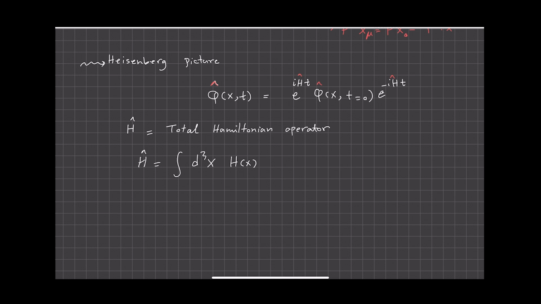So h of x, the Hamiltonian density, is simply phi dot of x squared plus the gradient of phi of x squared plus phi squared of x. And if you integrate it, that's the whole Hamiltonian.